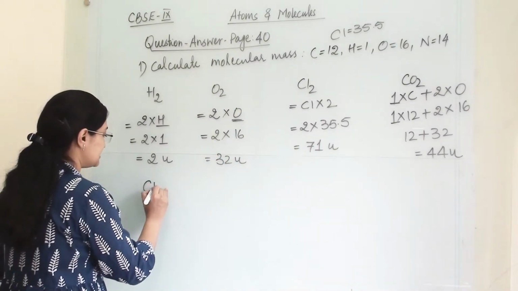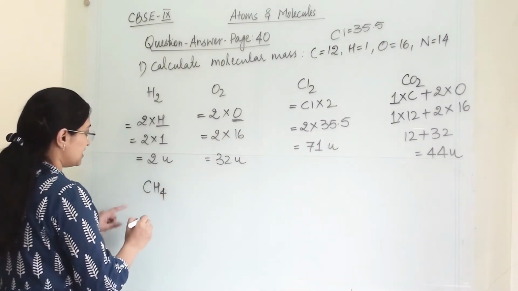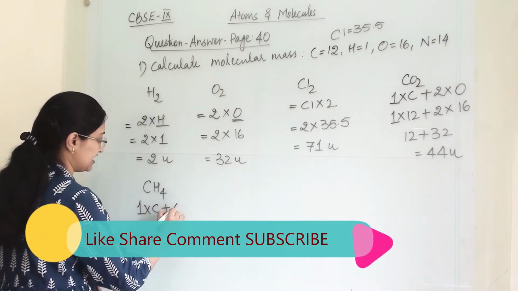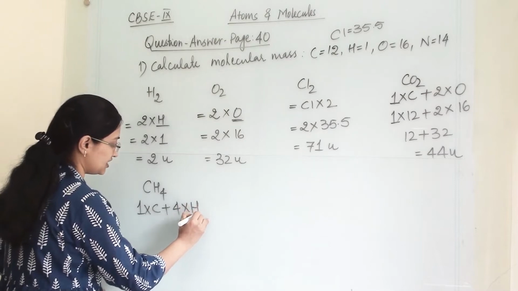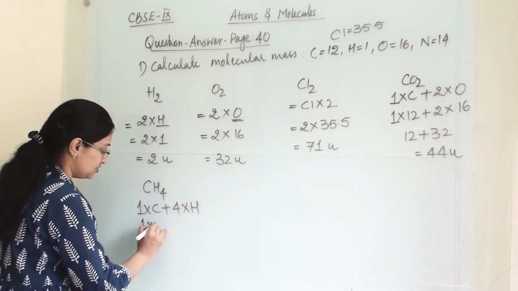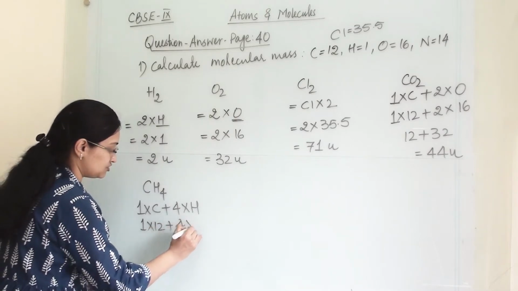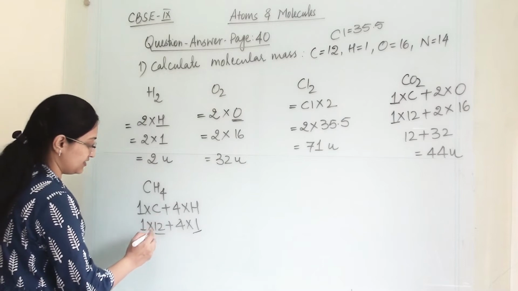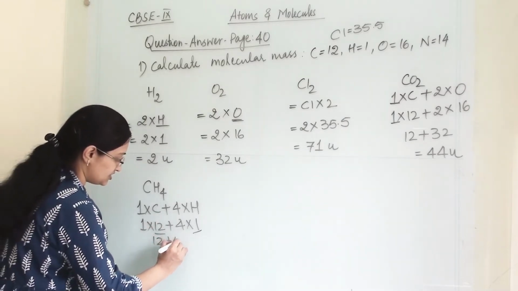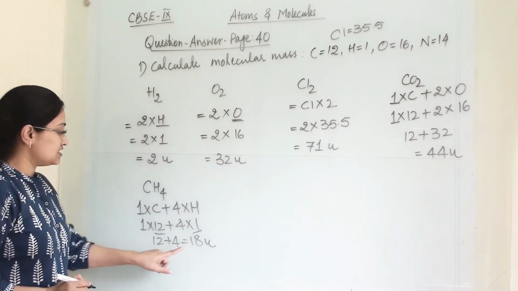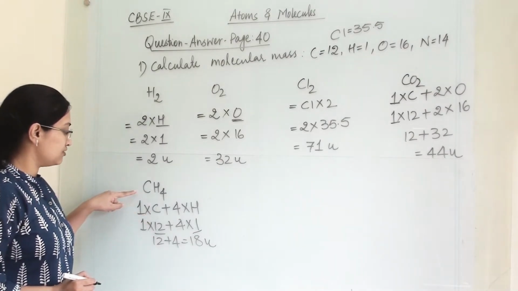Now next is CH4. In CH4, one atom of carbon is present and 4 atoms of hydrogen are present. So 1 into 12 plus 4 into 1. These are the atomic masses for carbon and hydrogen. So this is 12 plus 4 equals 16 units. This is the molecular weight for CH4.